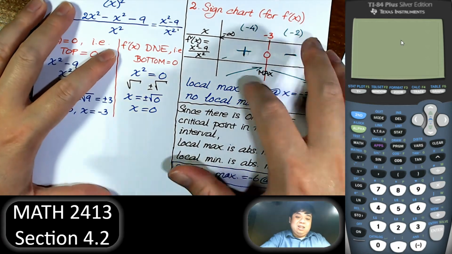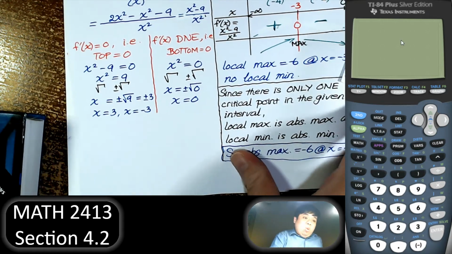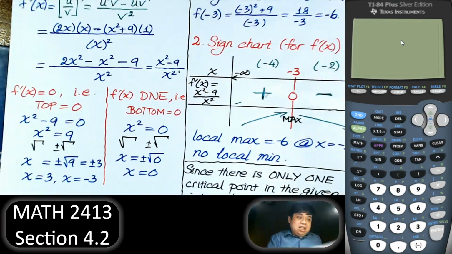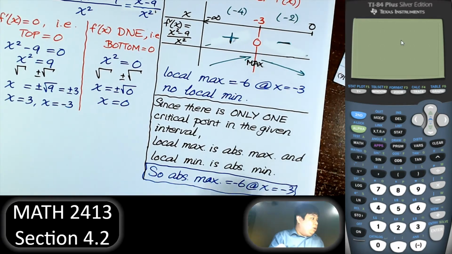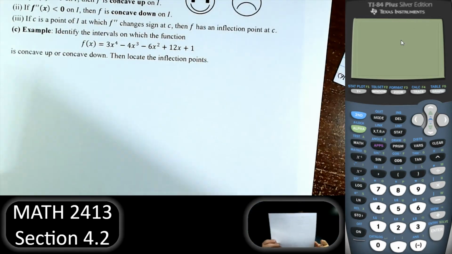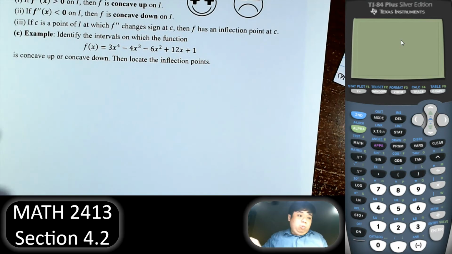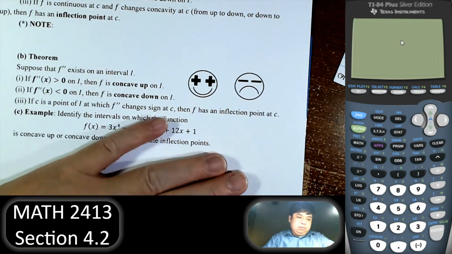In that case, use the sign chart. It's a lot better. Once again, if we have exactly one critical point in the interval, then the local max or local min is also the absolute max or absolute min. So that's the first part of the section, what we get from the first derivative.